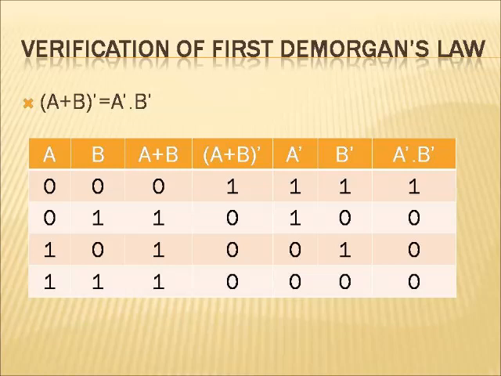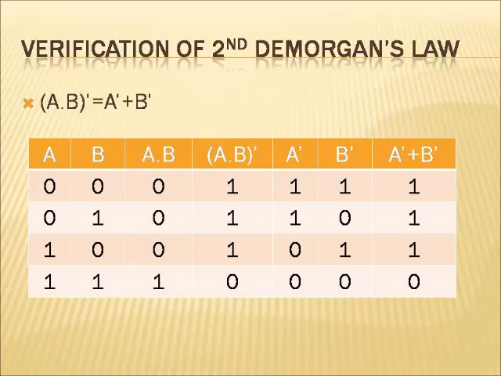Here you can see that we are verifying the first De Morgan's law using the truth table method. Please see that (A + B) the whole bar is equal to A bar · B bar. We are verifying the same using the truth table method. Please go through it. You can easily verify using the truth table method.